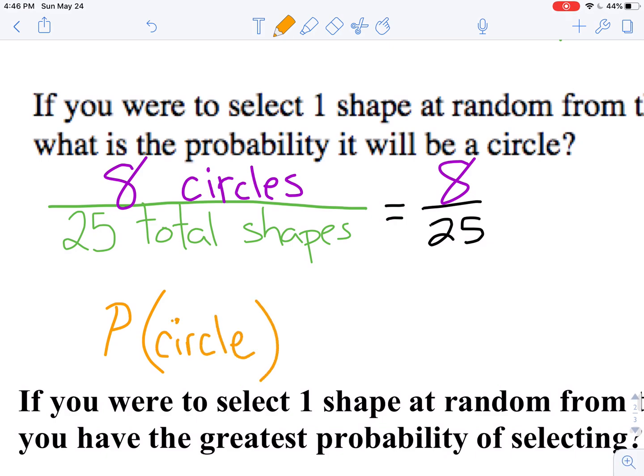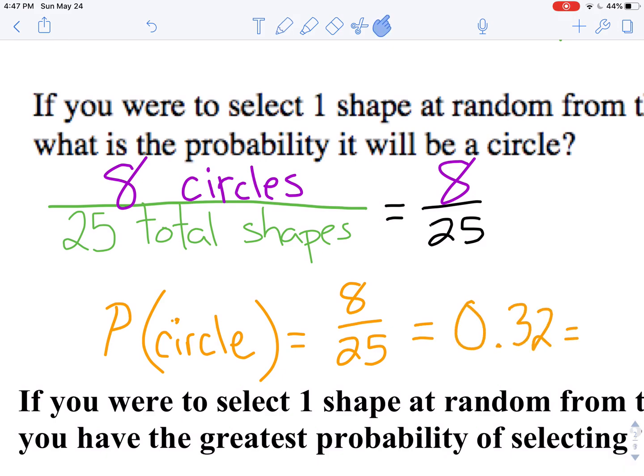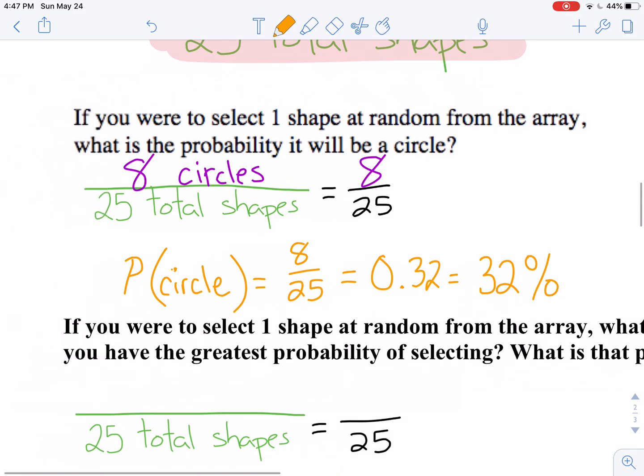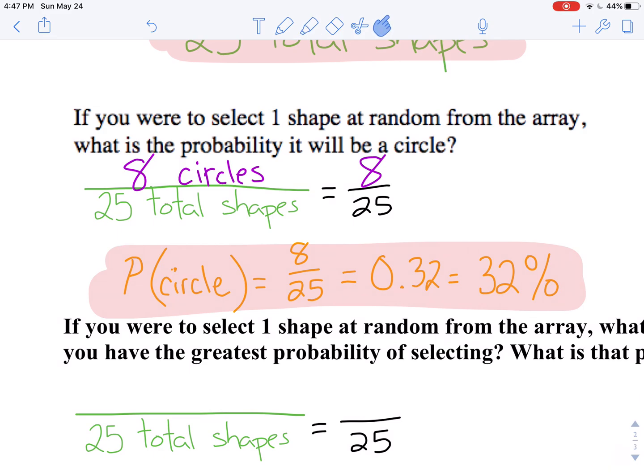Probability of selecting a circle equals the fraction 8/25. All right, equals, let's see, 25 times 4 is 100, 8 times 4 is 32, so that's the decimal 0.32, and that is the percent, 32%. All right, you needed all of this to get credit for this answer, to have the right answer.